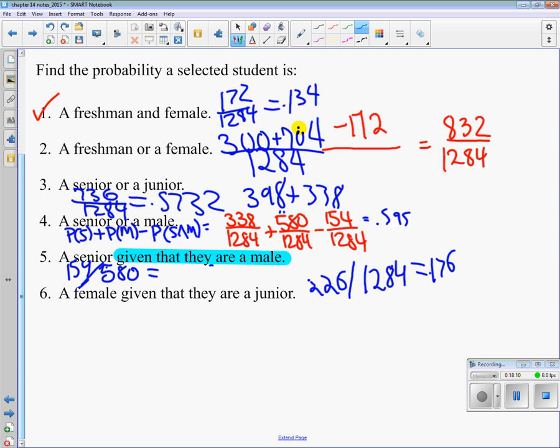Can someone divide that for me? What do you get? 154 divided by 580, calculator wise. 0.2655.